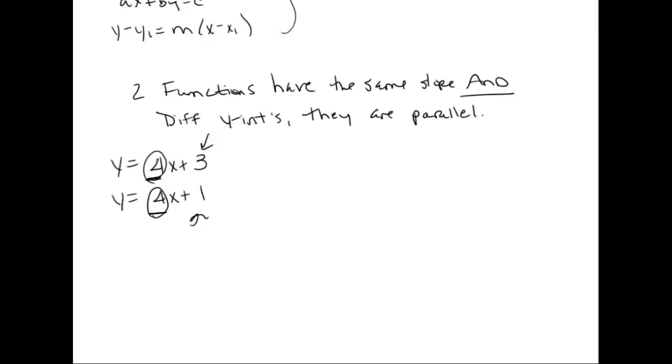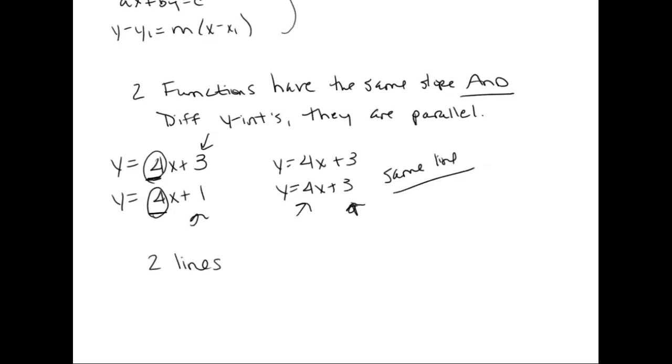The reason they have to be different is because if I had y equals 4x plus 3 and then y equals 4x plus 3, they have the same slope and the same y-intercept. It makes them the same line, right? So we want two different lines here, which is why the y-intercepts have to be different. But if we solve for y and we see that the slopes are the same, then I know that these two lines are parallel. Okay, so that's really not that hard.